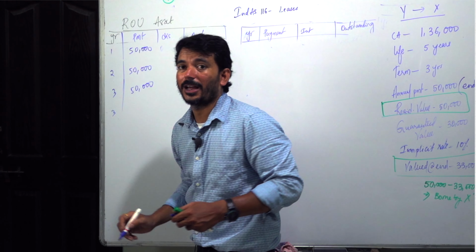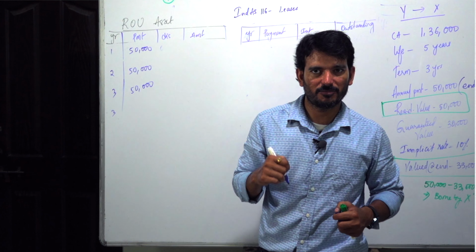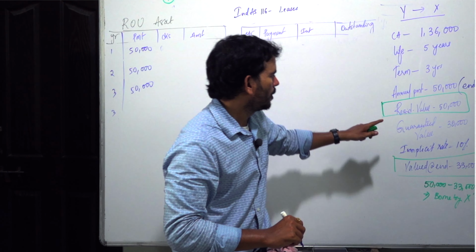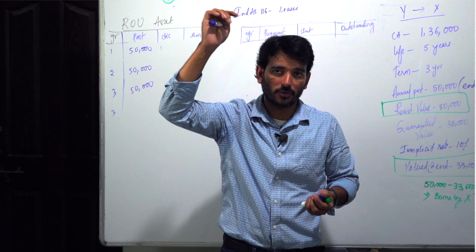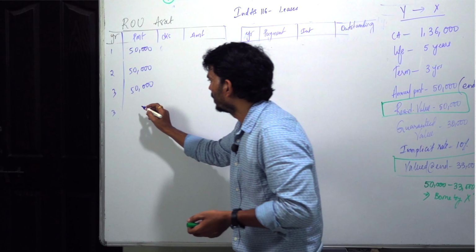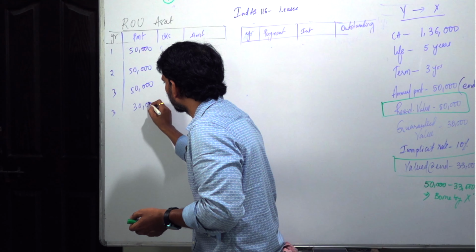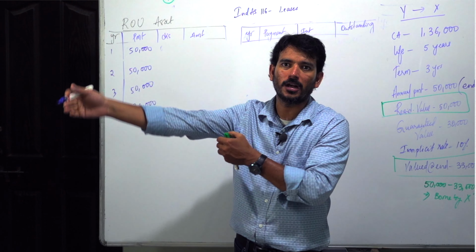But on top of that, I'm guaranteeing a loss. In case you incur a loss because of my usage, I'll end up giving you a maximum of 30,000 rupees. So that is my future possible liability. In the ROU asset, I will be recognizing that 30,000 rupees as well. So I'll write 30,000 rupees as my liability too, like the potential future payment to the lessor.